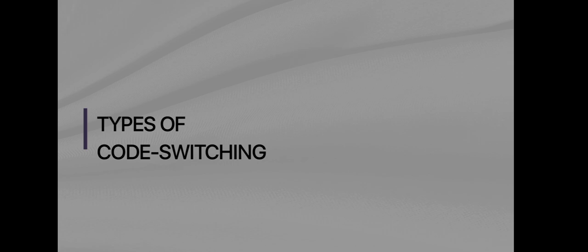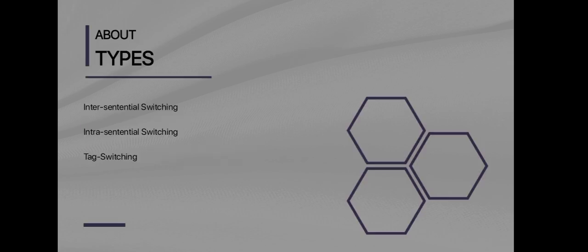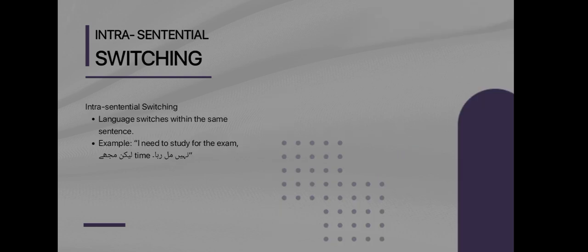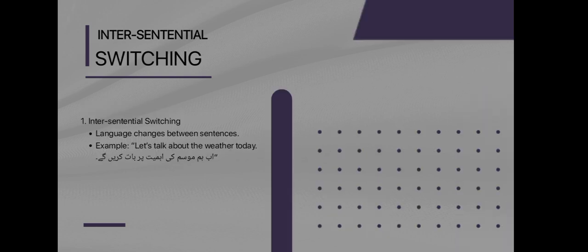Types of code switching: intersentential code switching, intrasentential code switching, and tag code switching. Intrasentential code switching occurs when a speaker switches language within the same sentence.